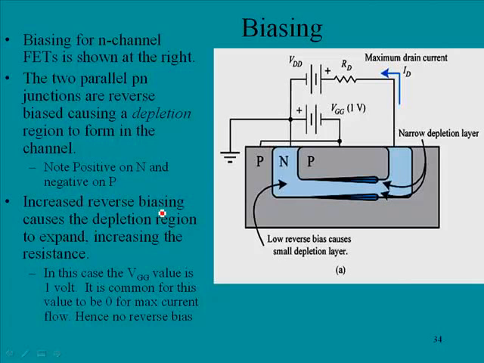Increased reverse biasing causes the depletion region to expand, increasing the resistance. So as we increase the values of voltage here, we're going to increase the depletion regions, and hence we're going to increase the resistance of the N channel. In this case, the VGG value is 1 volt. It is common for this value to be 0 for max current flow, and hence there would be no reverse bias. So if this was at 0 volts, you would have maximum current flowing from source to drain.